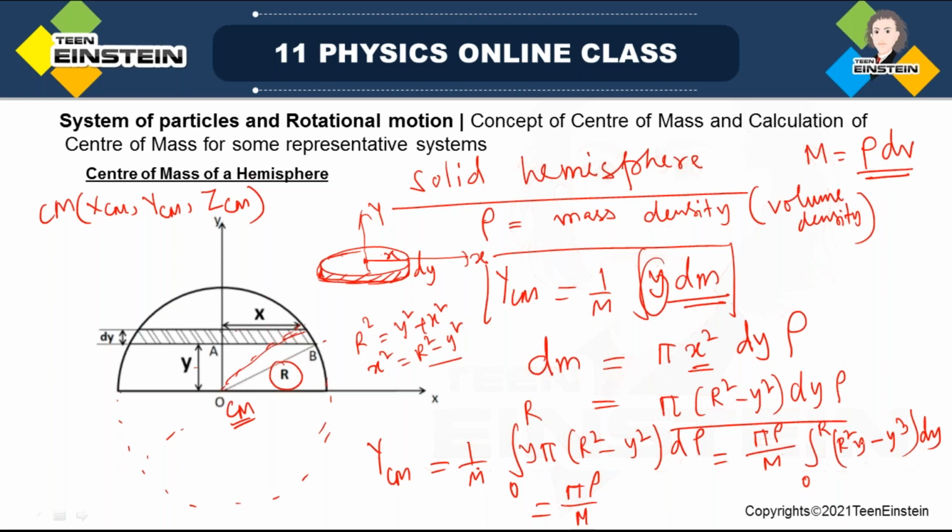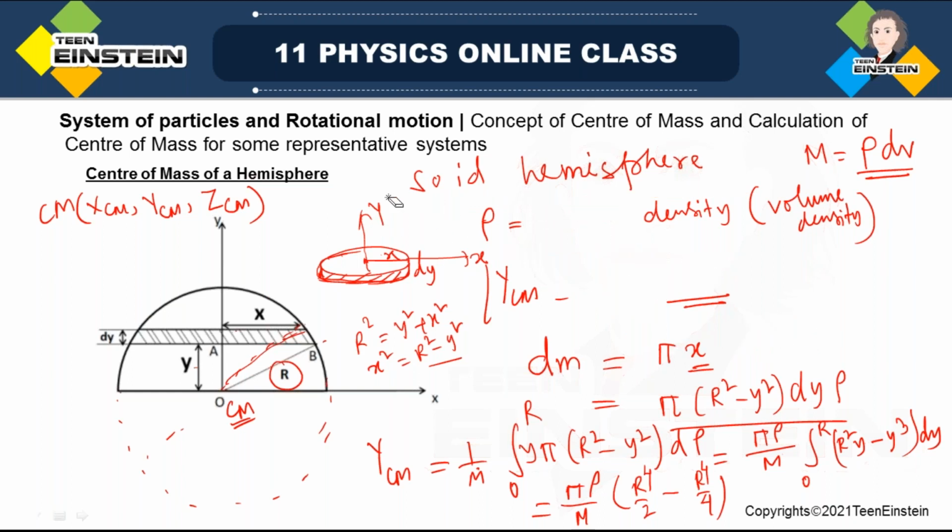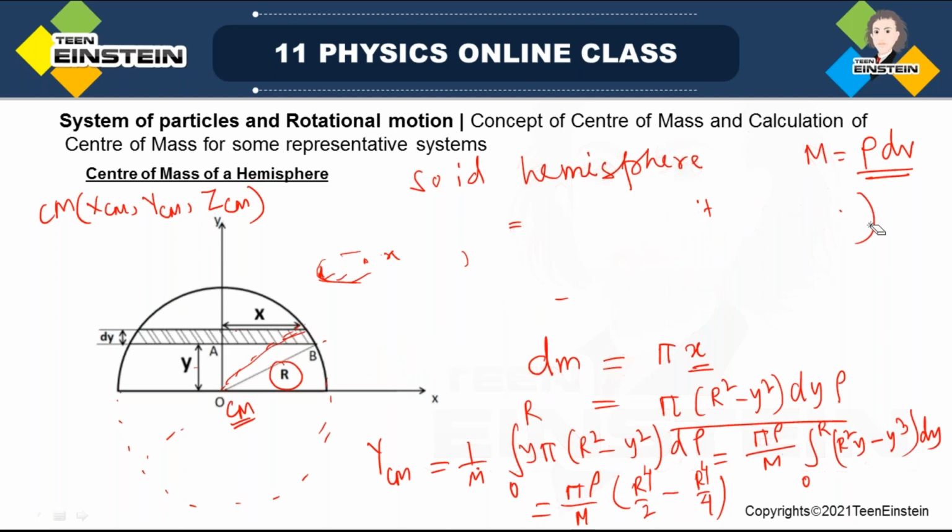Here it will be y square by 2, so if you put R as the upper limit, you'll get R to the power 4 by 2, and for the other term you will get R to the power 4 by 4. If you do the simplification, I'll write it here. So you get ycm equal to pi rho by capital M into, if you simplify this, R to the power 4 by 4.